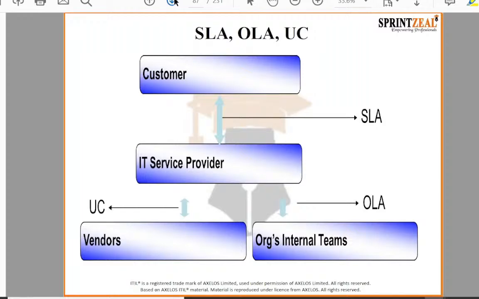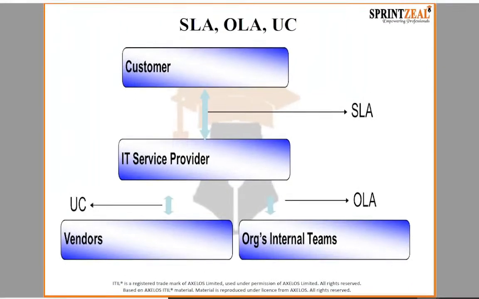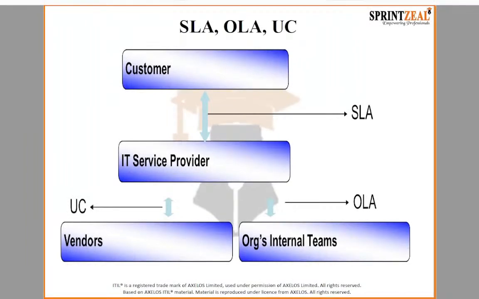Relationship. The SLA is an agreement between a customer and a service provider. OLA is an agreement between the service provider and the organization's internal team. And an underpinning contract is an agreement between a service provider and a vendor.